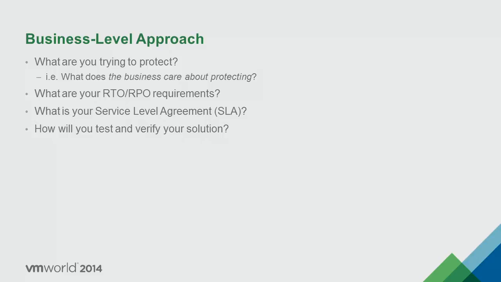But when you're designing a high availability system, consider all your options, but definitely at the business level, what are you trying to protect? And then even more so, what does the business care about protecting? We see so many of our customers that just cluster for the sake of clustering. And not all workloads need to be clustered. So make sure that you're protecting what needs to be protected. What are your RTO and RPO requirements? What's your SLA? Those are all things to consider before you even dive into the technology.